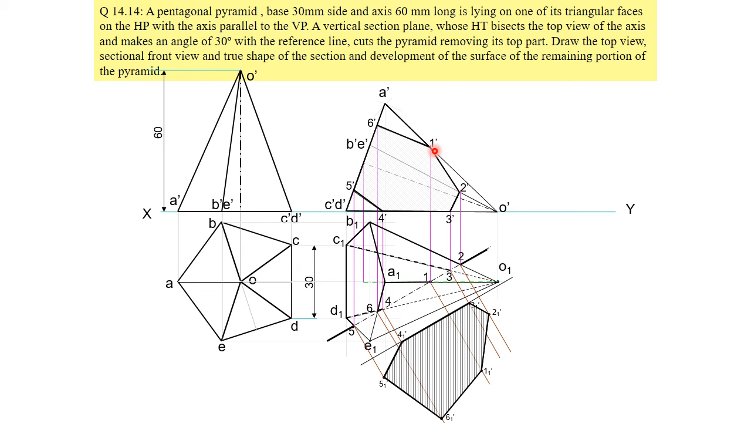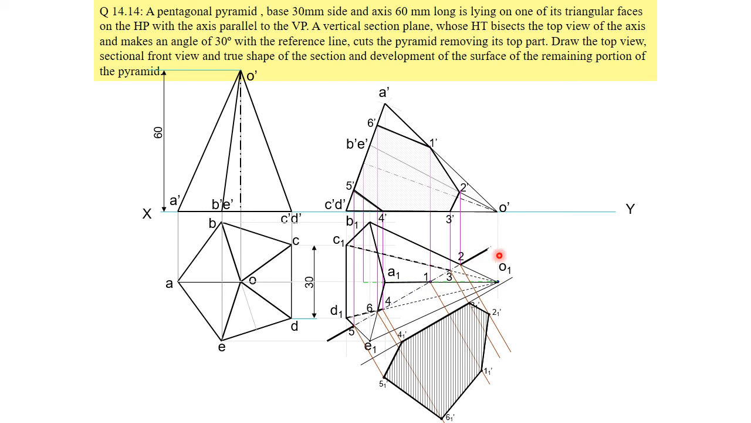So this is A O, so we are marking 1 dash here, and then 2 dash, B, and this one is C, 3 dash, 4 dash, 5 dash. This is 6 dash. This is the sectional front view. And how will you know the true shape of this cutting section?